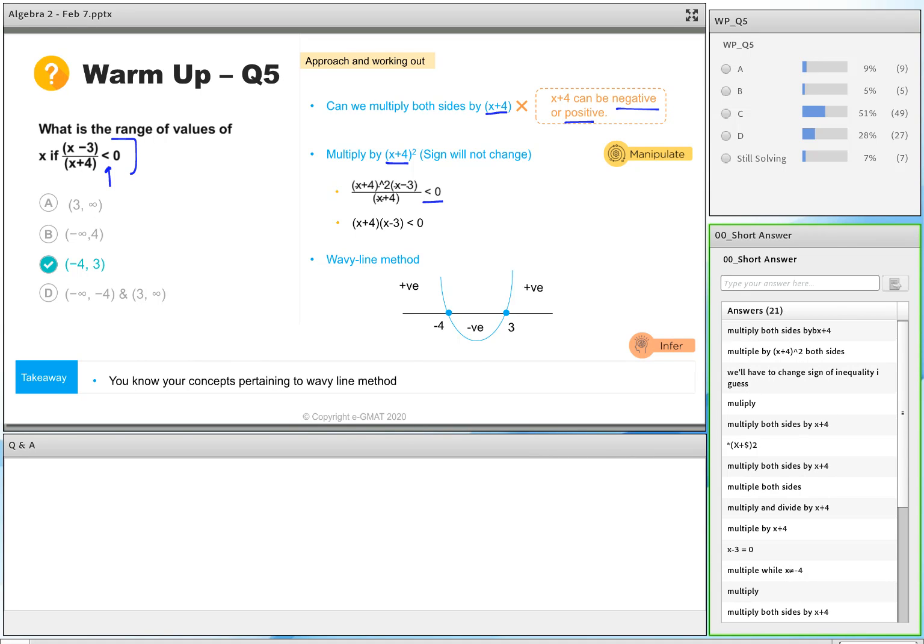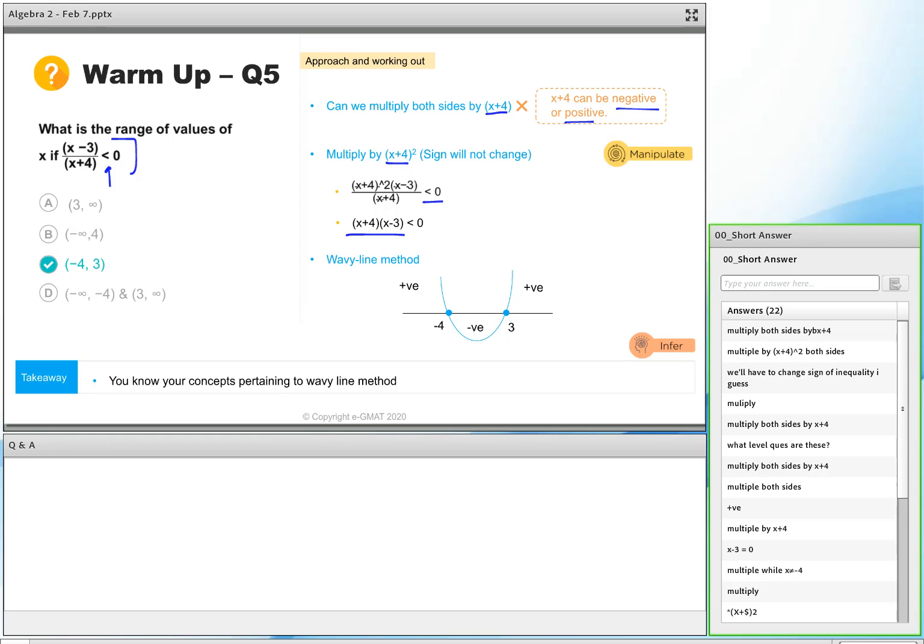And once I do that, I have two x plus 4s in the numerator, one in the denominator, one would cancel out, and I can simply write x plus 4 times x minus 3 is less than 0. Right? Is this concept clear to all of you? If it is, please mark a yes on the yes no poll.